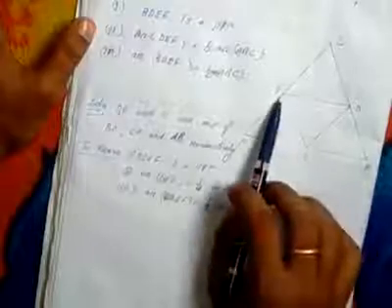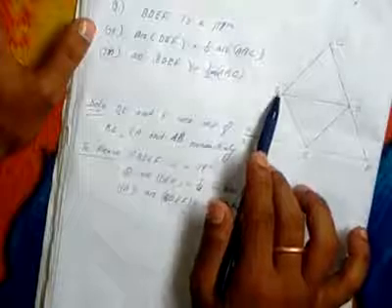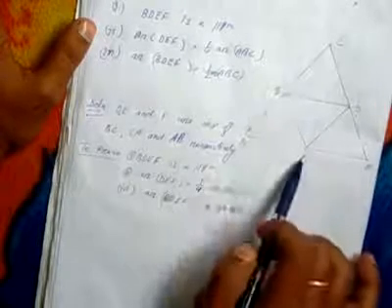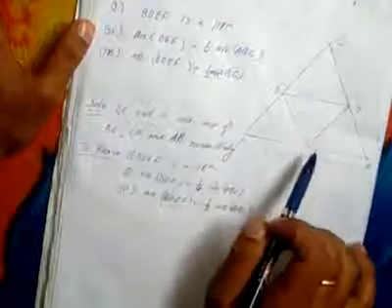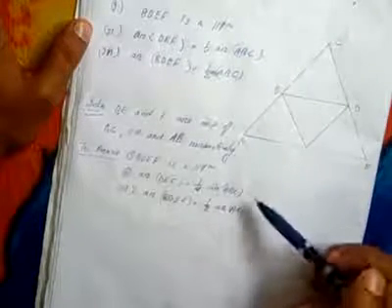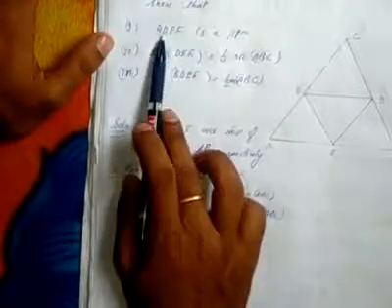Okay, this is a figure. This figure is given to us in the question. ABC is a triangle, and D, E, F are the midpoints of the sides BC, CA, and AB. These are the midpoints of the sides. Then we have to show that BDEF is a parallelogram. These are the things we have to show.